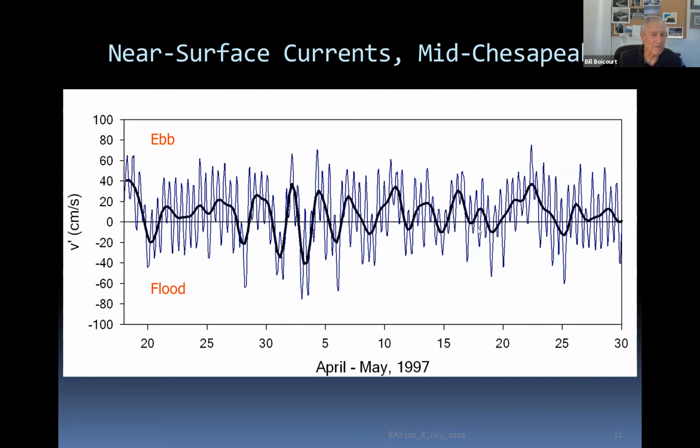This is about a month of record. Here's the time scale on the bottom. I've split it into a positive and negative. Positive is in the ebb or seaward direction. Negative is in the flood or landward direction. And the scale is 0 to 100 centimeters a second. That's 2 knots. And I want to draw your attention to the fainter picture, the squiggly line in the background. That's the actual current measurement near the surface.